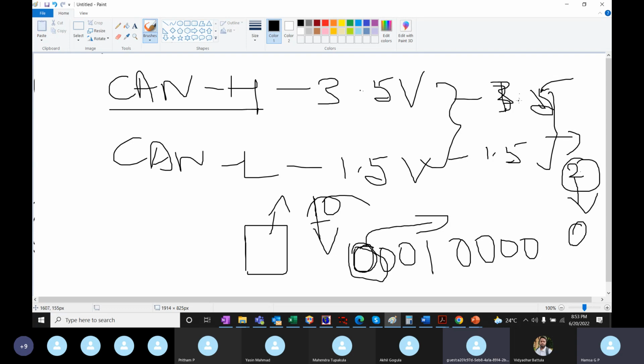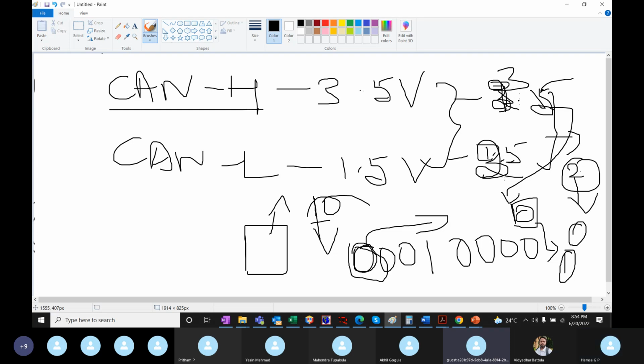Let's do the reverse. CAN high is 3.5 voltage and CAN low is 3.5 voltage. What's the difference? 0. So the difference is 0. Now the CAN transceiver converts it into what? In terms of binary, it's a recessive, it will convert into 1. Now assume CAN high is 3.5 and CAN low is 2.5. What's the difference? 1 volt.